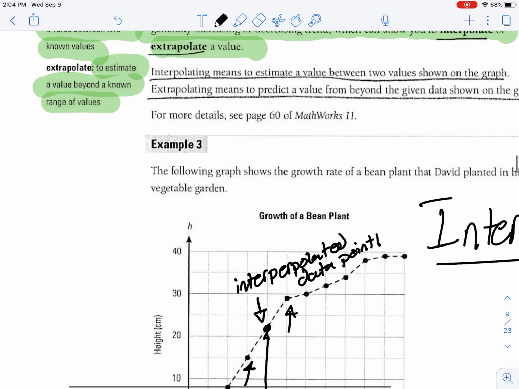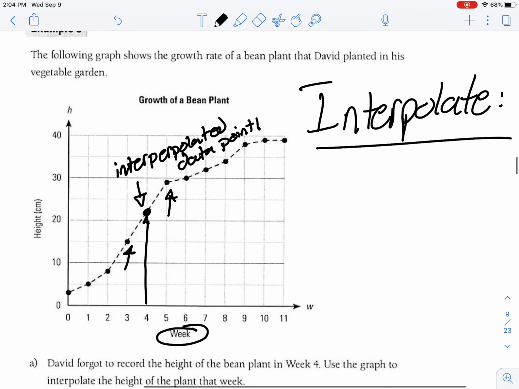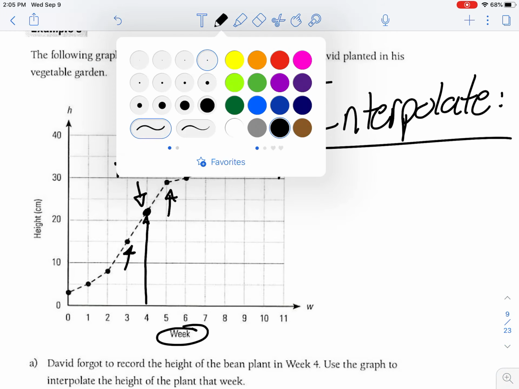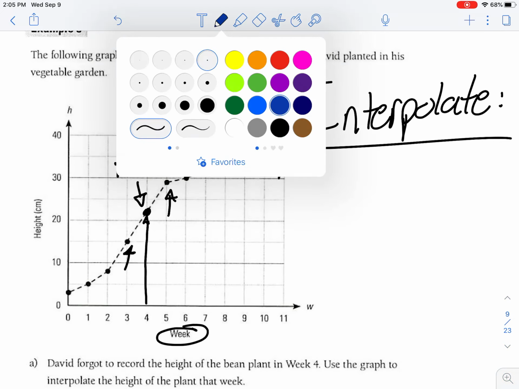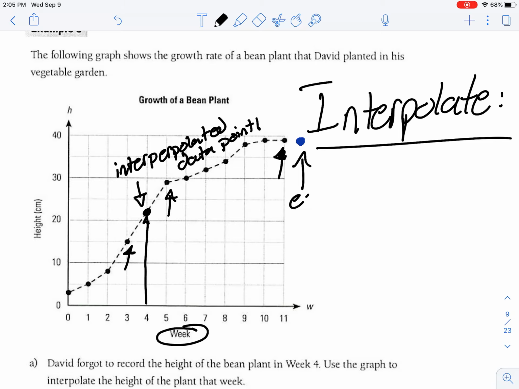Extrapolate is to estimate a value beyond the known value range. So we can tell we only went up to here, okay? But we could probably guess that the next value or data point would maybe be, maybe I'll do it in a different shade, this blue dot, okay? This was an extrapolated data value.